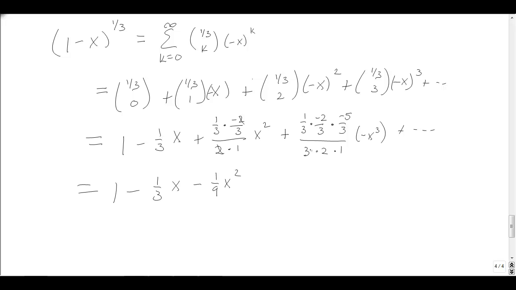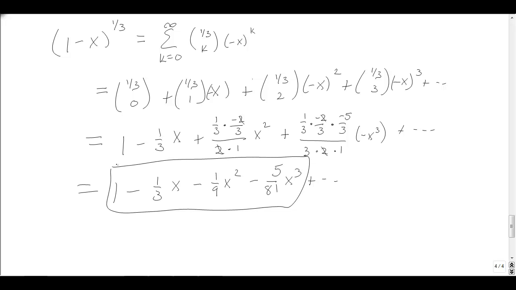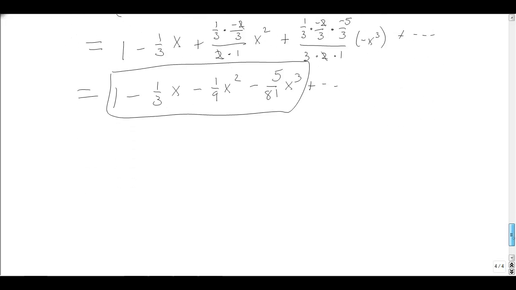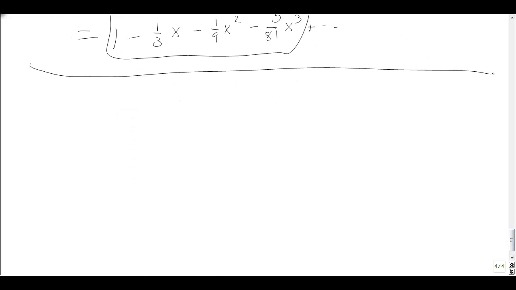The x cubes, I've got a 3 on the bottom. 2 and 2 will cancel. I have 1, 2, 3 negatives. So that's a negative. Let's say I've got a 5 over 1, 2, 3, 4 3's multiplied together. That's 81. So if I did this correctly, you get 1 minus 1/3 x minus 1/9 x squared minus 5/81 x cubed. So a little different, but something you can still kind of work out.